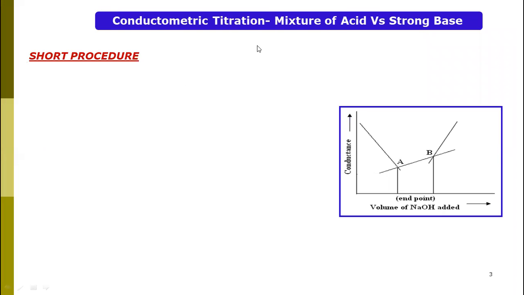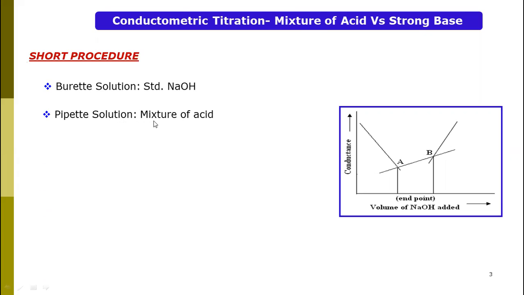Now let us see the second titration short procedure, that's conductometric titration for mixture of acid versus strong base. In this the burette solution will be the same, that is standard sodium hydroxide, and the pipette solution will be the mixture of acid. In this mixture, one acid will be the strong acid, the other one will be the weak acid. Both acids are mixed together and given as a single solution, that is mixture of acid. The example for strong acid will be HCl and for weak acid it's acetic acid, right?